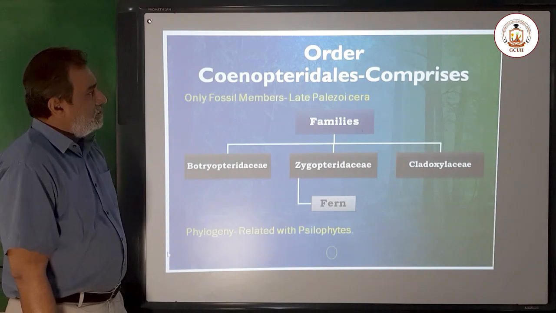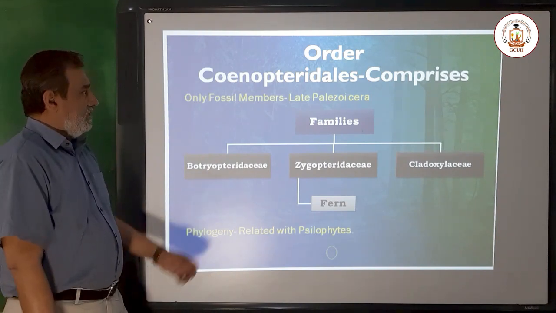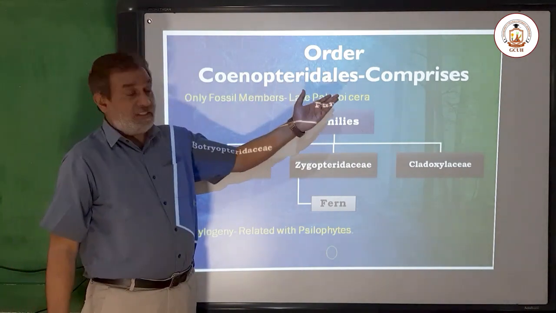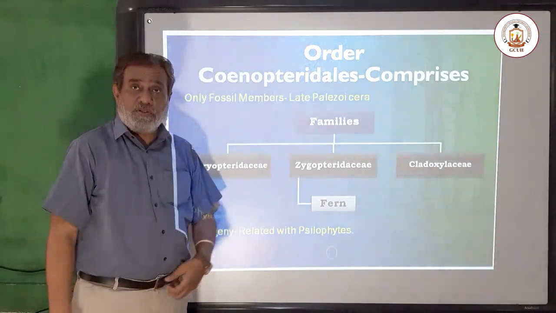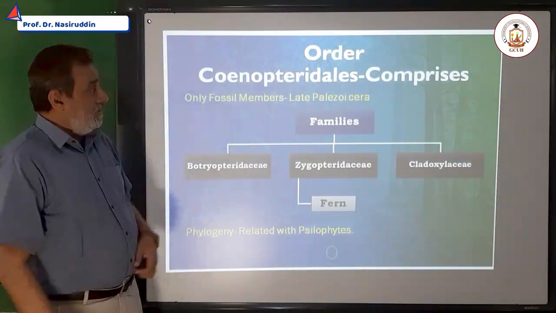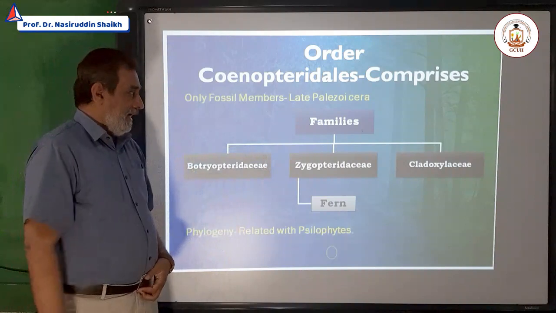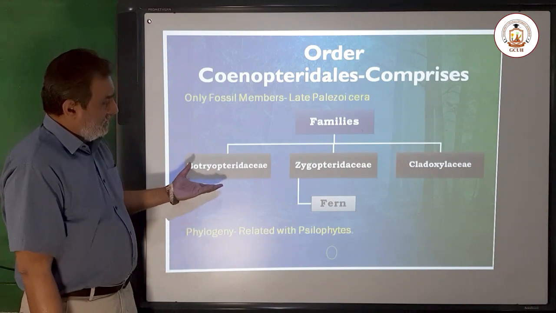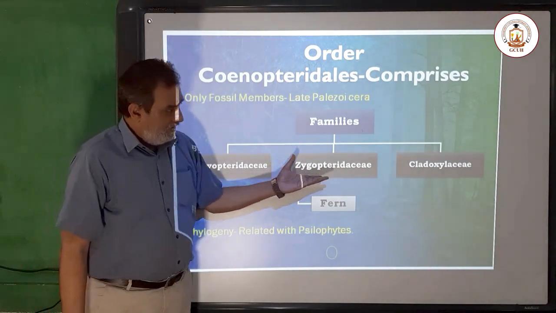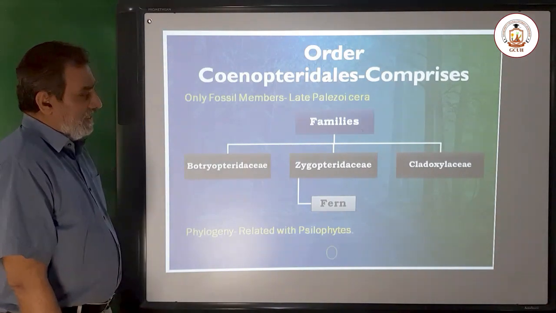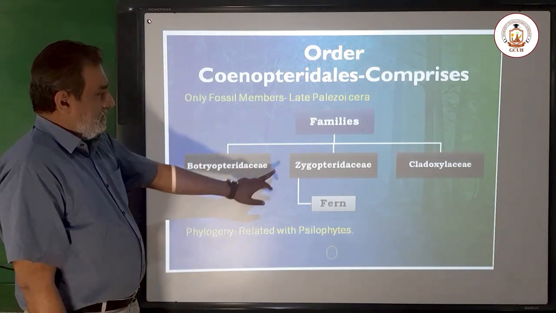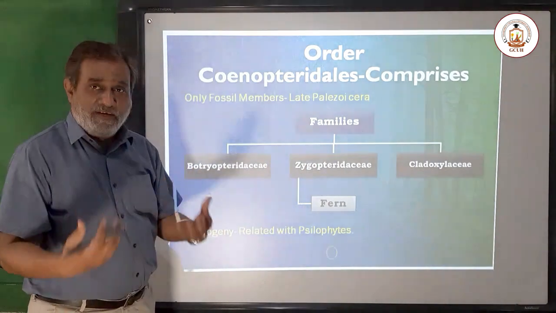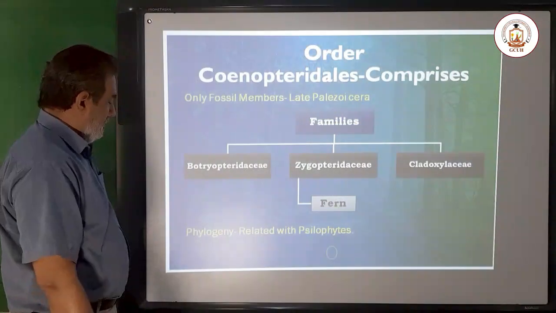The order Cynopteridales comprises only fossil members, and in the late Paleozoic era they were present and dominating on the earth. The families into which this order has been divided are Zygopteridaceae and Calidoxylaceae. The Zygopteridaceae, where the ferns belong, are the living plants of the Pteropsida.